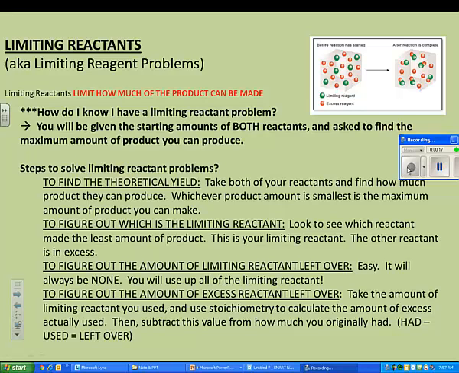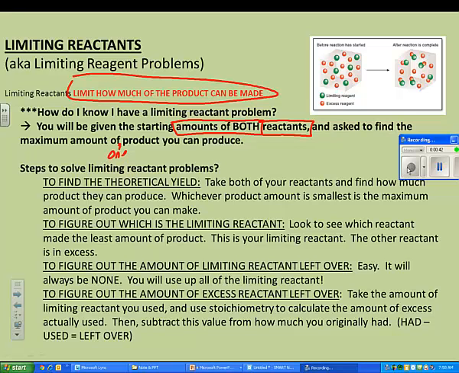So limiting reactant is the limit on how much of the product can be made. So it's the maximum amount that can be made. So how do you know if you have a limiting reactant problem? This is really simple. You will be given amounts of both of the reactants. So you're going to have two givens, one for each reactant, and be asked to find the amount of one product.